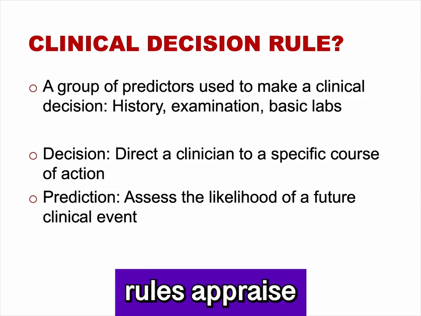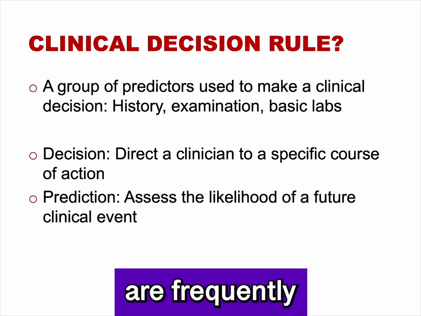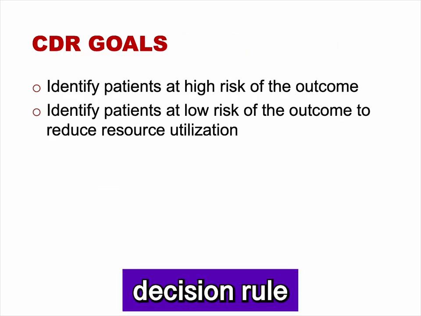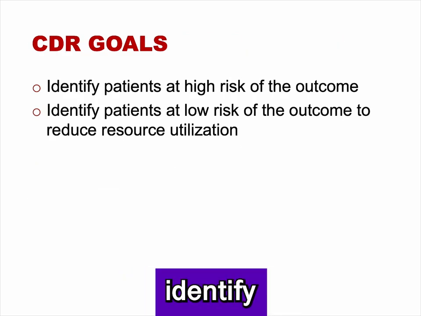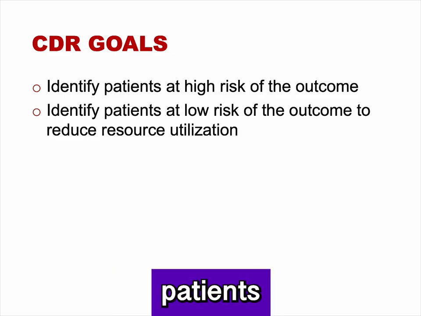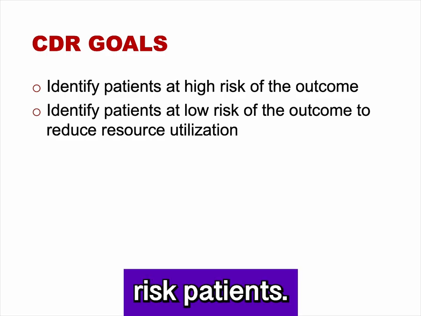Clinical prediction rules appraise the likelihood of a future clinical event. These terms are frequently used interchangeably. The goals of a clinical decision rule are to correctly identify patients at high risk of the outcome, and to correctly identify patients at low risk of the outcome to reduce resource utilization in the low-risk patients.